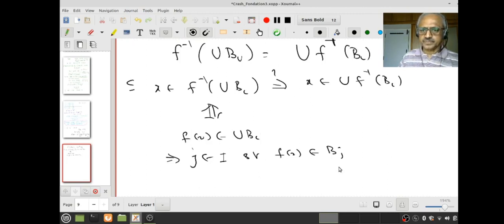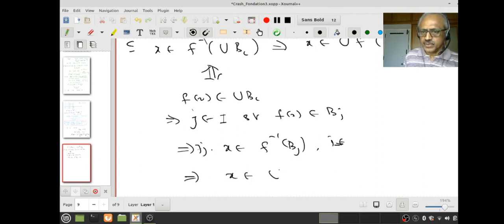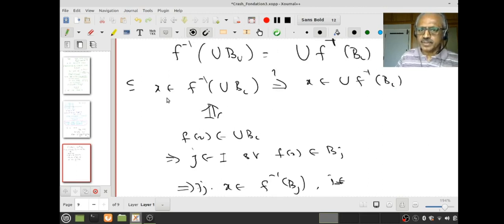Go slow. But f(x) belongs to Bj. What is the meaning of this? That means x belongs to f inverse of Bj, where j is in I, for some j. There is a j such that this happens. Now, since x belongs to f inverse of Bj, x belongs to union f inverse of Bi, i in I, because f inverse of Bj is one of these sets. So, do you think I have proved x belongs to f inverse of union implies x belongs to union of f inverse? Have you understood?